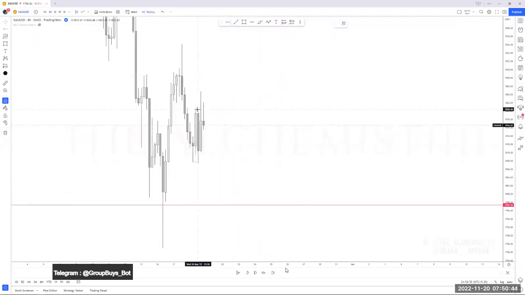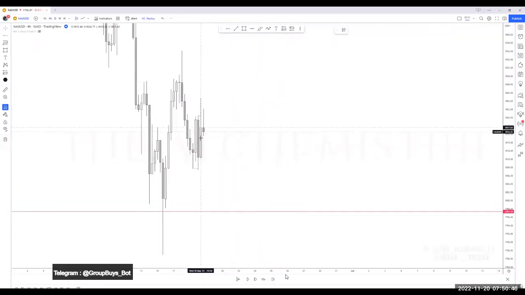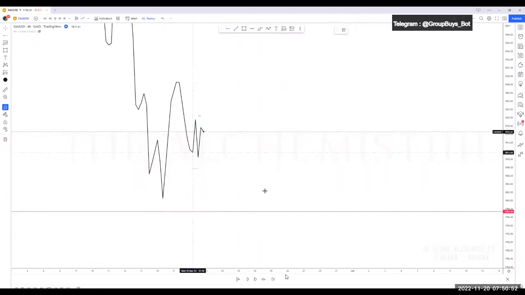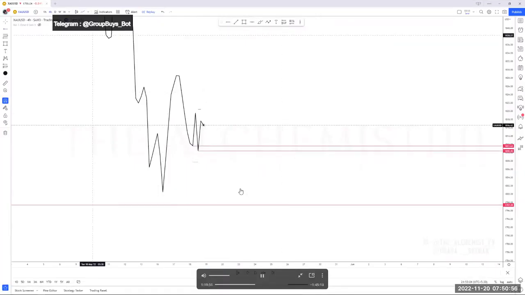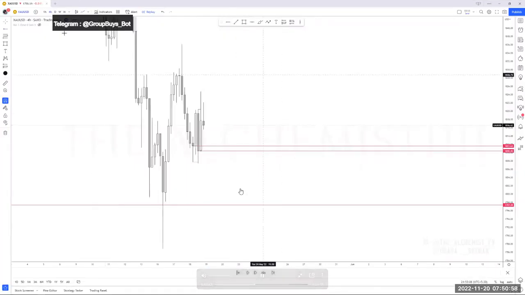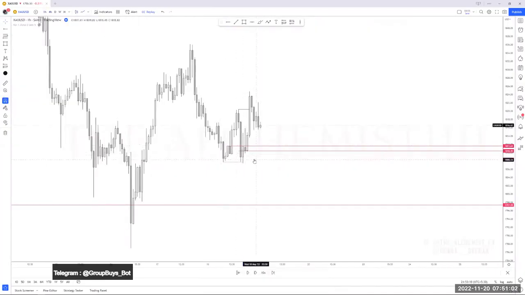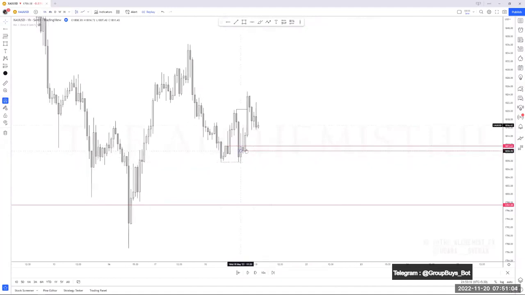Now for entries, we drop one time frame lower. So daily has closed above daily. 1 hour has broken structure. So on the 4-hour time frame, we have the QML and this. Two zones of interest. We have two zones of interest. So now what can we do? Now we can buy it here.